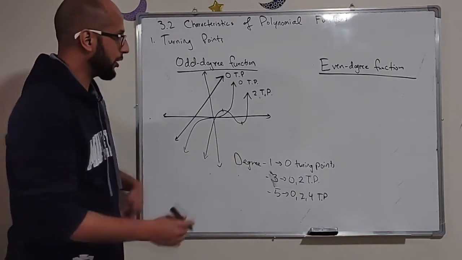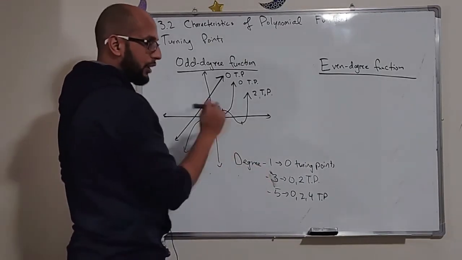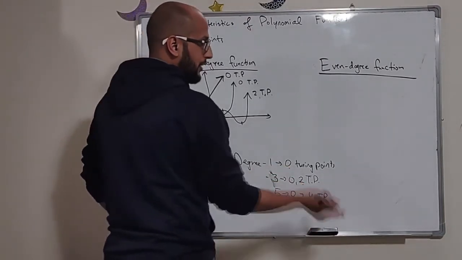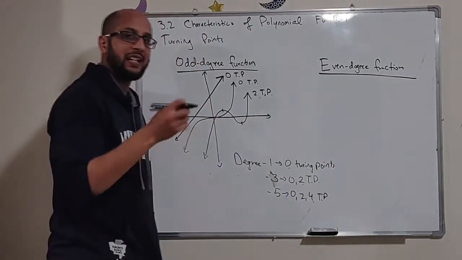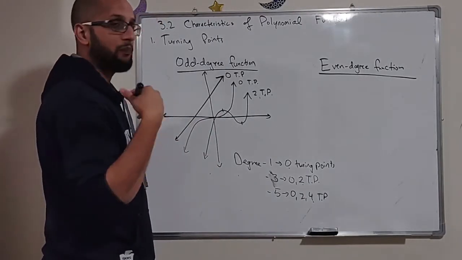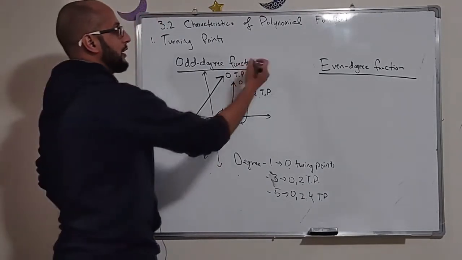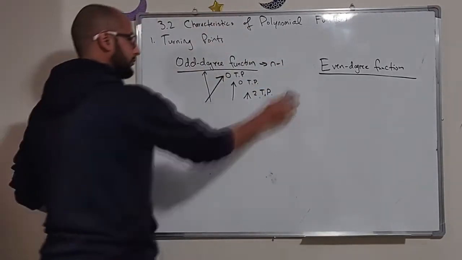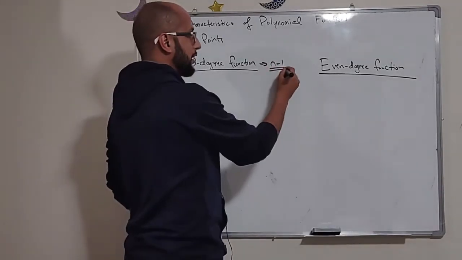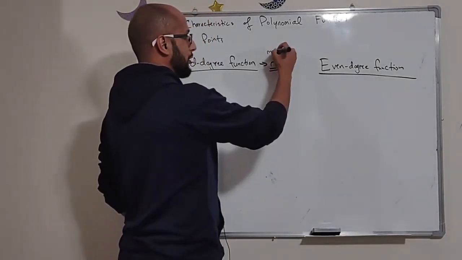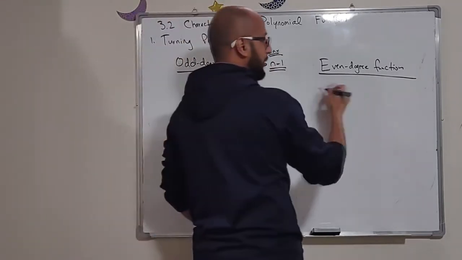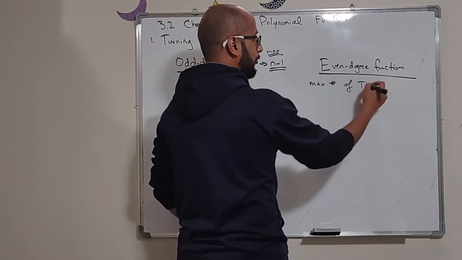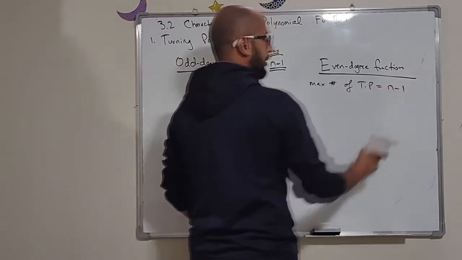So, to summarize this, the number of turning points in an odd degree function are going to be either 0, 2, 4, 6, 8. You can only have an even number of turning points, and the maximum number of turning points is going to be n minus 1. So now we know that n minus 1 is the maximum number of turning points. The same thing happens here for even degree functions. The maximum number of turning points would equal n minus 1.